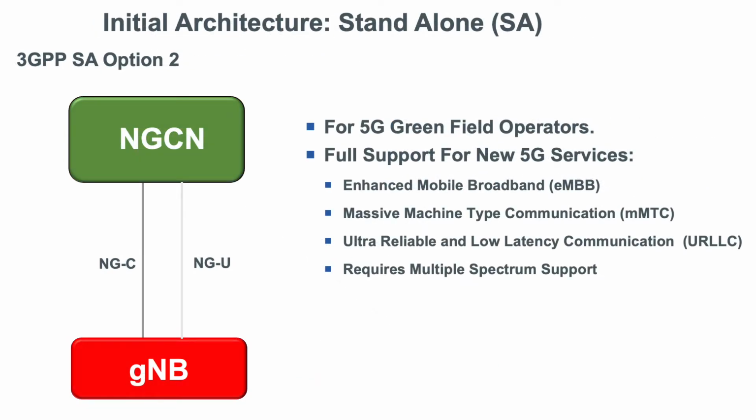Okay, let's take a look at another option. This is option 2. This is a standalone architecture, which is only for greenfield operators. So if you're an operator that doesn't really have a legacy network to worry about, you can deploy the gNB, the next generation Node B, and have it interconnected to the next generation core network with the control plane and the user plane. I'm not going to go into this in this presentation, but the next generation core network is substantially different to the typical EPC, or evolved packet core, that we're operating with today.